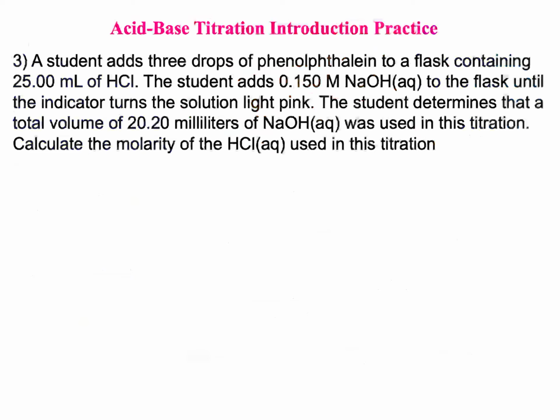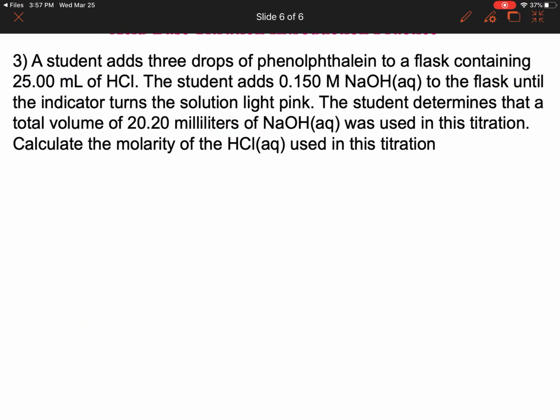Let's try another one. A student adds 3 drops of phenolphthalein to a flask containing 25 milliliters of HCl. The student adds 0.15 molar NaOH to the flask until the indicator turns the solution light pink. The student determines that a total volume of 20.2 milliliters of NaOH was used in this titration. Calculate the molarity of the HCl used in this titration. A lot of words. First off, let's find our acid and our base. Our acid in this scenario is going to be HCl, hydrochloric acid, again on the reference table. Our base is going to be NaOH, sodium hydroxide.